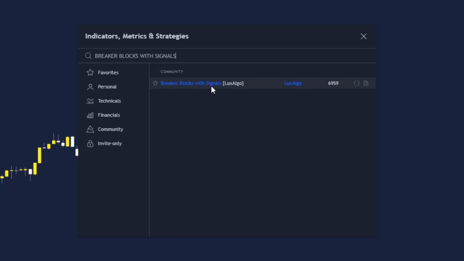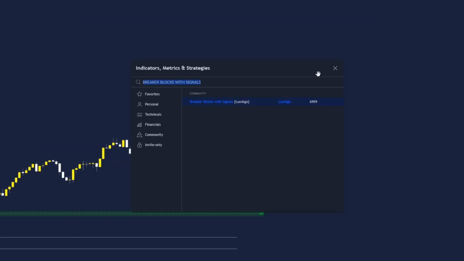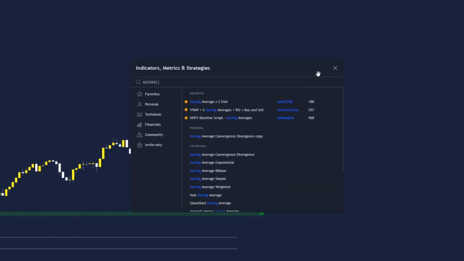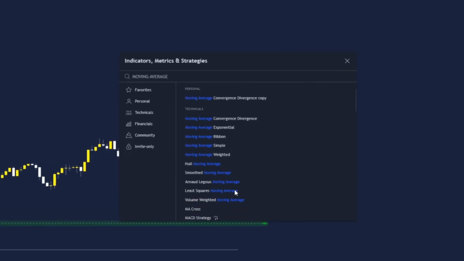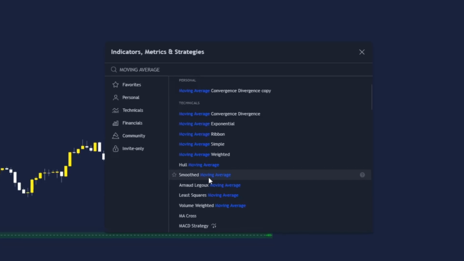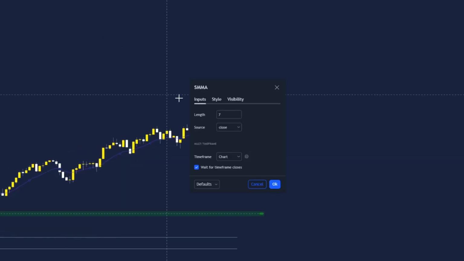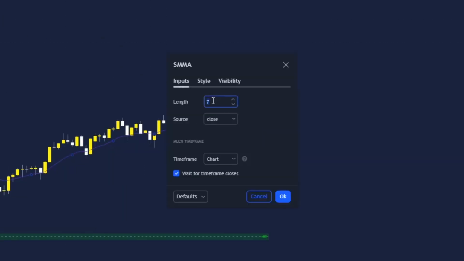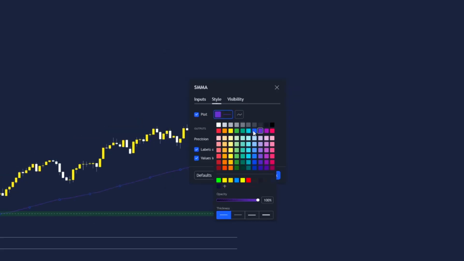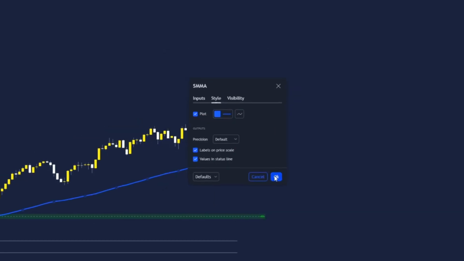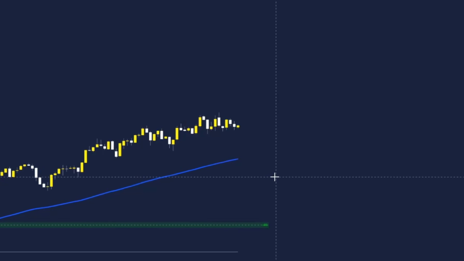Add it to your chart, and the final indicator we need is a moving average. Search it and add TradingView's default option. If you can't find it, then just add a smoothed moving average indicator. For the moving average, open the settings and change the input length to 44. Change the color if you like, but that's everything we need to do for the simple beginner friendly swing trading strategy. So let's take a closer look at the chart and let me show you exactly how to take trades.